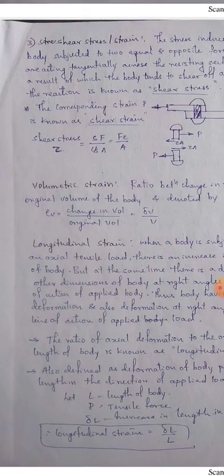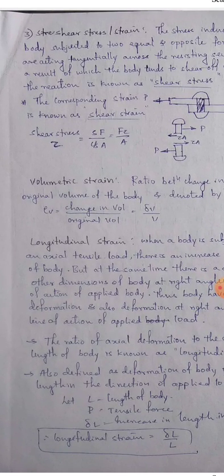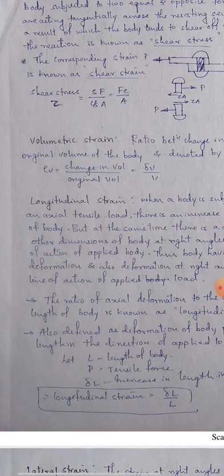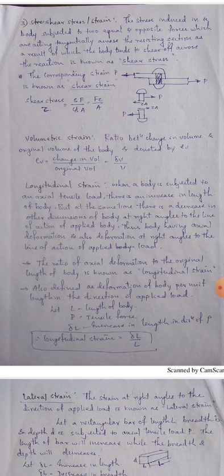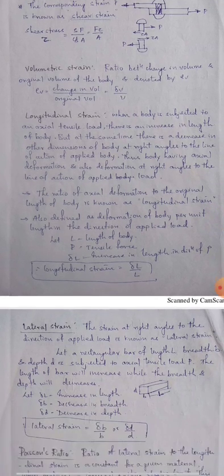If you consider the volumetric strain, it is nothing but the change in volume to the original volume, delta V by V. If we consider the longitudinal strain, it is nothing but simple strain, that is, change in length to the original length. That is, the ratio of axial deformation to the original length of the body is known as longitudinal strain.